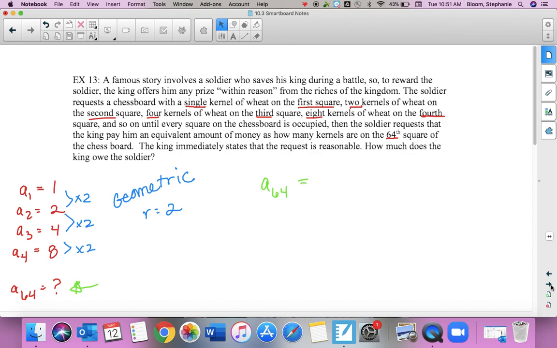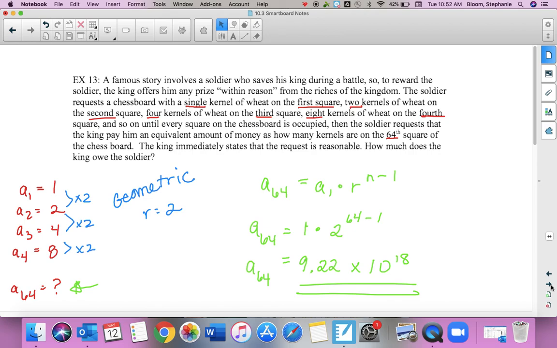So I'm using my explicit formula. Remember what that is? It looks like this. My first term is 1, my r is 2, and I'm plugging in that 64 for my n. When you do this, your calculator will put it into scientific notation for you because it's humongous. So this is how much the king would have to pay that soldier. A humongous amount.